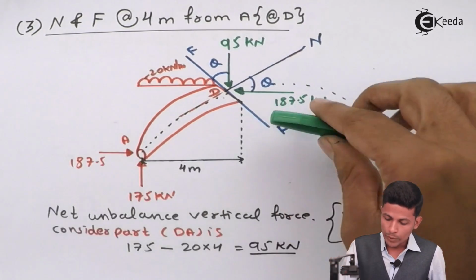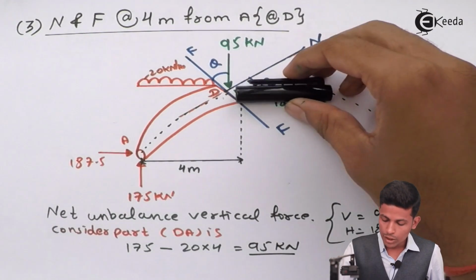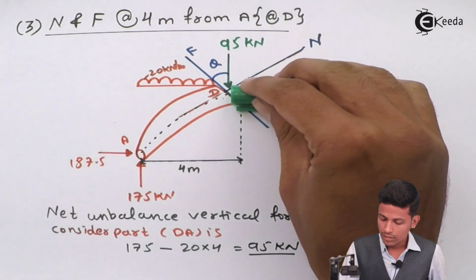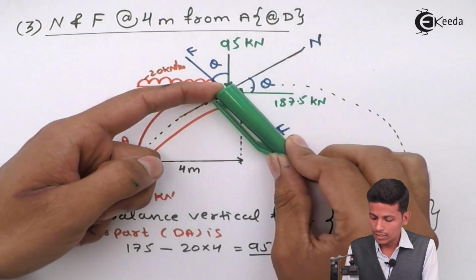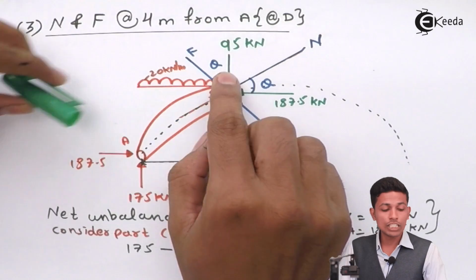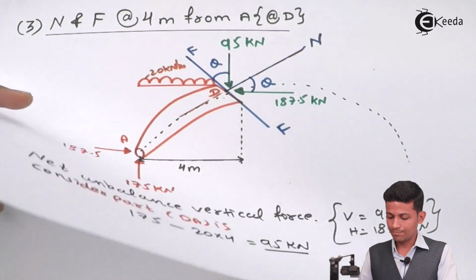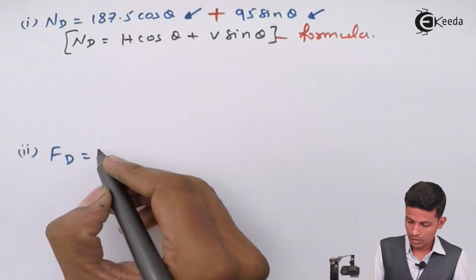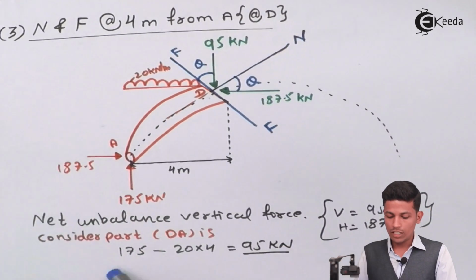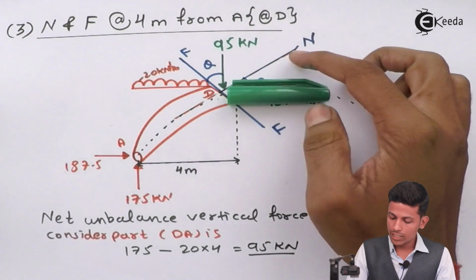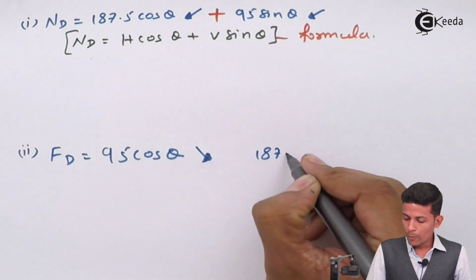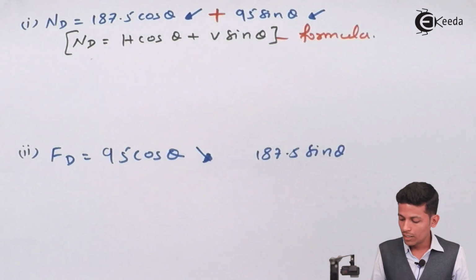Now both of them we can resolve in this line. See, this 187.5 and this 95 resolve in this direction. First this 95 resolves in this direction, so it goes with respect to theta, that's why 95 cos theta in this direction. Now this 187.5 resolves in this direction, so it will not come with respect to theta, that's why 187.5 sin theta.